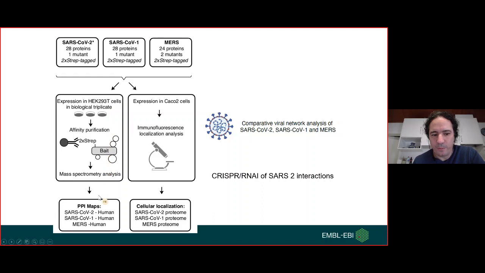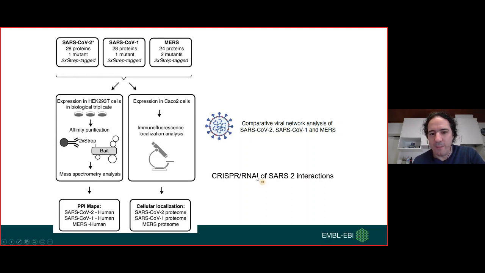So in parallel to this, for all three viruses, most of the proteins were tagged and then immunofluorescently localized inside cells. And for only SARS-CoV-2, we also had a number of antibodies, so we could also do localization studies in the context of infection itself. So we could compare the localization of the protein when it is expressed one at a time without infection, and then what happens to its localization during the infection. And finally, for the SARS-CoV-2 interactors, we also had CRISPR and RNAi done. So we could say which of these genes, if you knock them out or knock them down, would have an impact on proliferation.